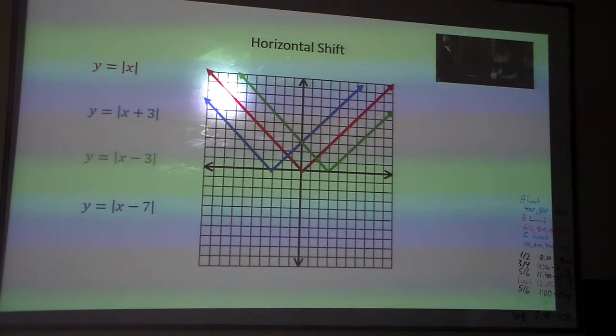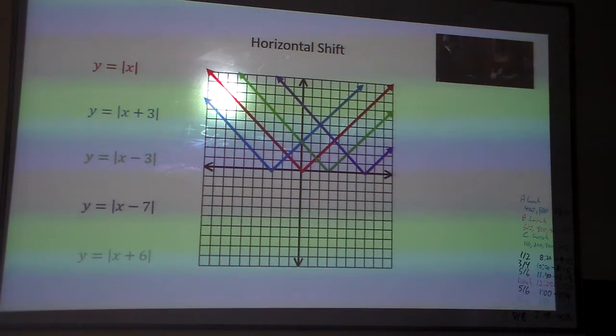Right? So where do you think minus 7 would be? Do you think it would be left or right? Right. It'd be to the right, 7. And then this plus 6 would not be to the right, but to the left, 6. So they're called horizontal liars.